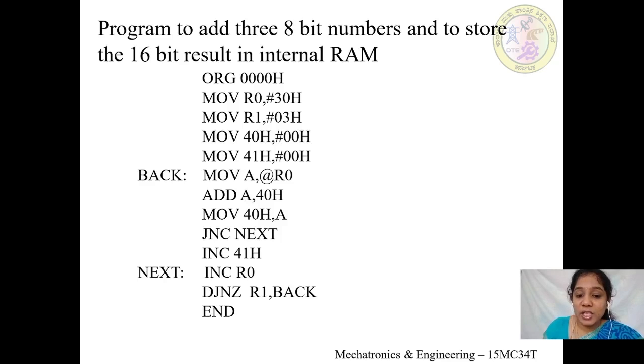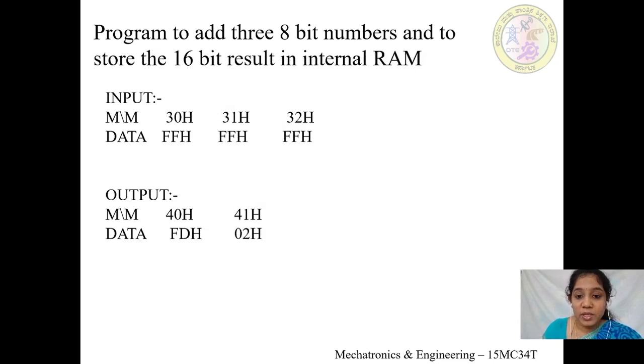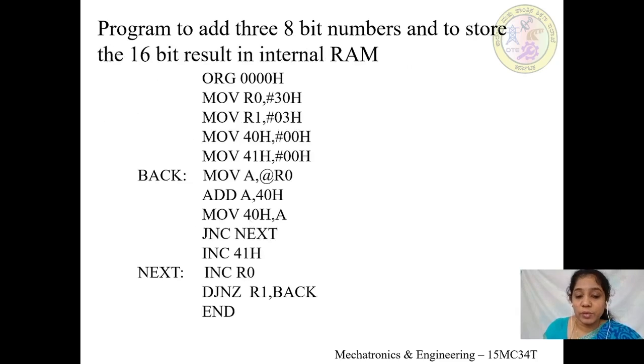Now that result has to be stored to memory location 40H, because I am using 40H to store the lower byte of my result. So I have moved the contents of the accumulator into 40H. Now I have to check the carry. Do we have any carry here? If there is a carry, then I have to increment the upper byte. Otherwise, no need to increment. So if there is no carry, then we can skip incrementing 41H, meaning it goes to the label next. If a carry occurs, then it has to increment 41H.